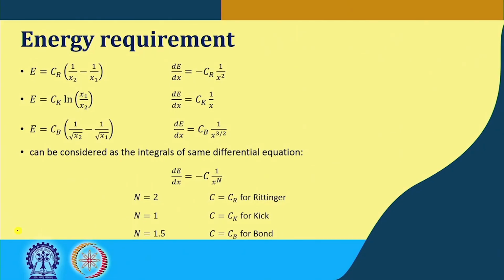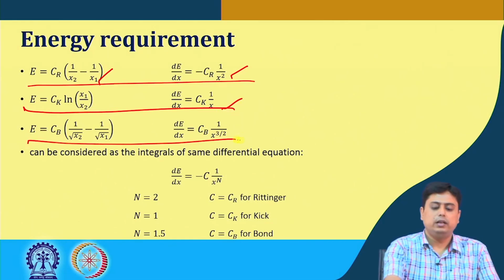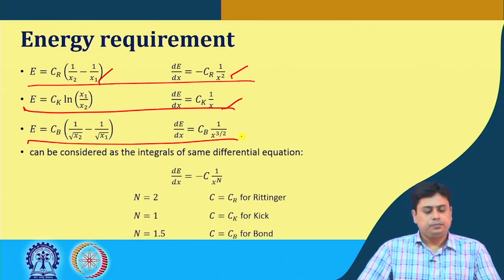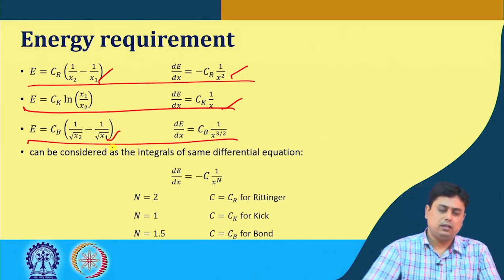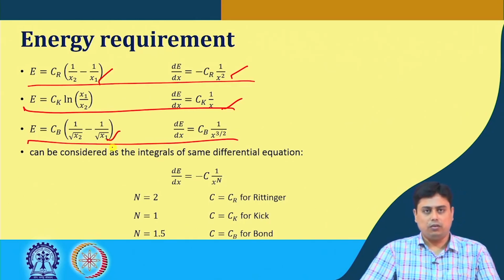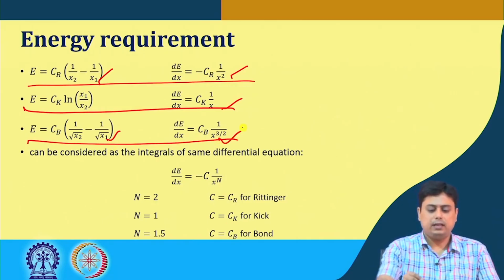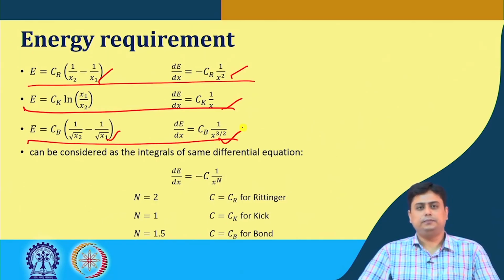This first one is Rittinger's law. First is the integral form, the second one is the differential form. Similarly, in the second row we have Kick's law, integral form and differential form, and the third one is Bond's law, which has an integral expression of this kind and a differential expression of this kind.